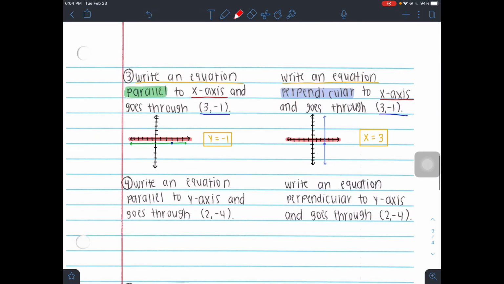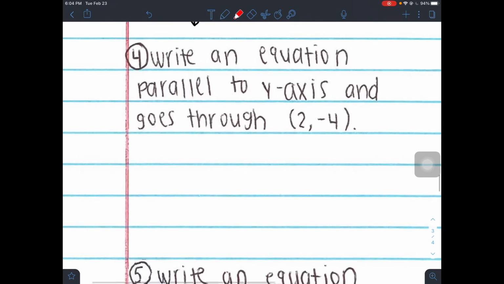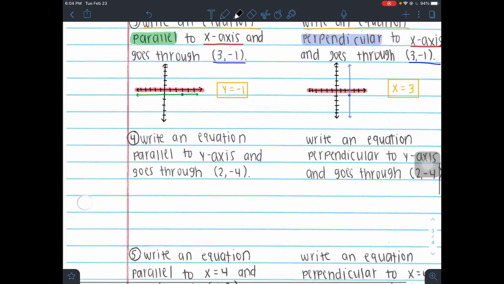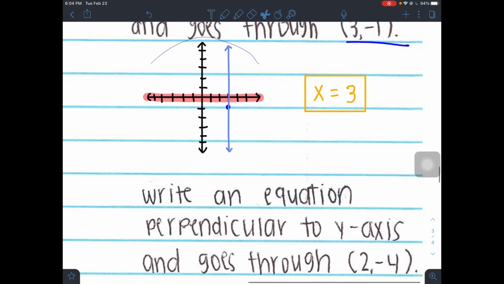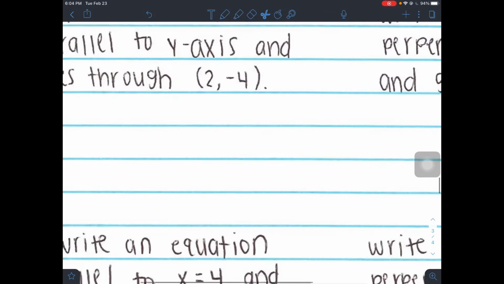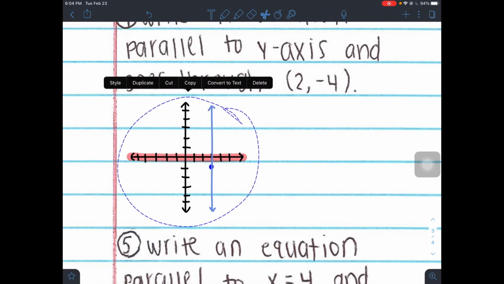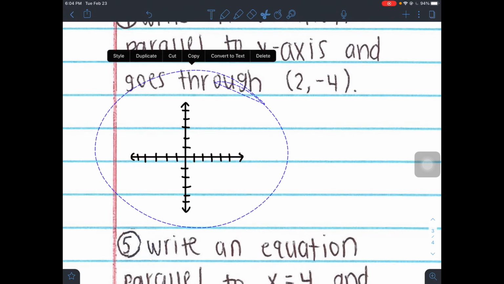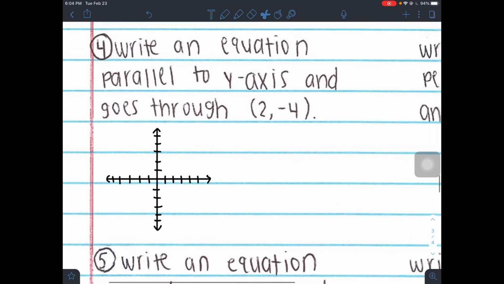All right. Going on to number 4, write an equation parallel to the y-axis and goes through (2, -4). So if you feel like you got the hang of this, go ahead and try it on your own. But if you want to see more practice, then you can just stick around and keep watching the video. But try it on your own, pause the video if you need to. All right, I'm going to copy this because I forgot to do that last time. So I have to spend less time doing that.